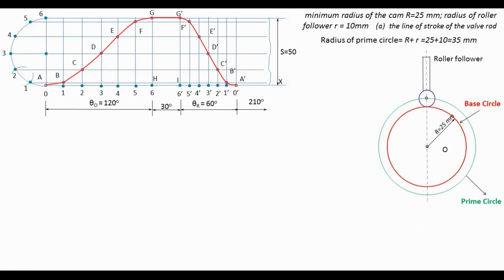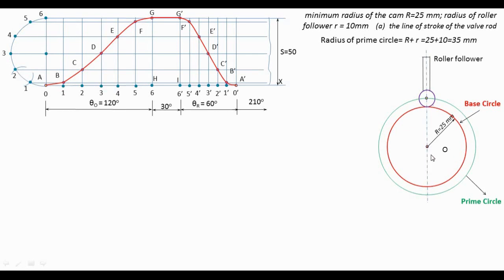But remember one thing, when we deal with a knife edge follower and flat face follower, there will not be any kind of prime circle. In case of only roller follower, prime circle will be there, and in case of a roller follower we need to plot every point, we need to divide a prime circle. We are not going to divide the base circle. But in case of flat face follower and knife edge follower, we used to divide the base circle. There will not be any kind of prime circle.